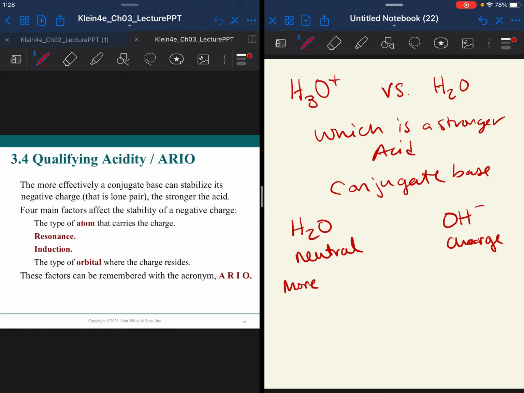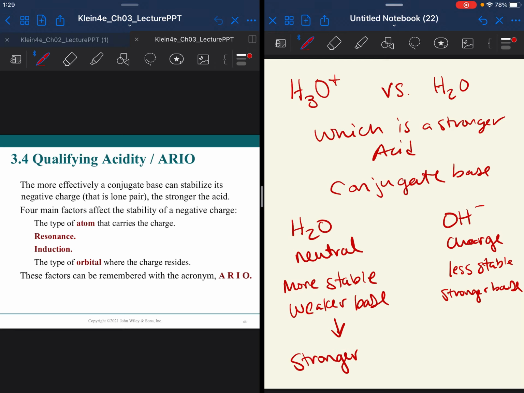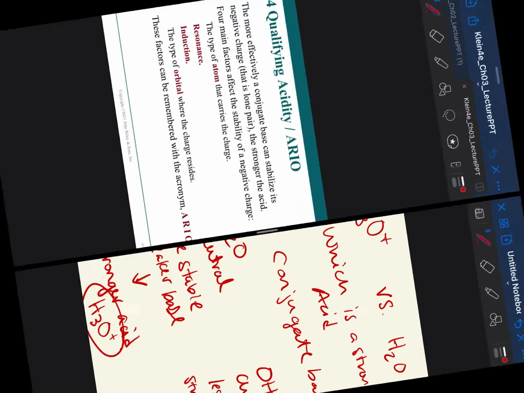Well, this one's more stable, right? It's neutral. This is your weaker base. Water is a weaker base than the hydroxide ion. This is going to be less stable, right? It has a charge. It's going to be wanting to reach out and get that proton back more than neutral water would. So this is the stronger base. Remember, the weaker base came from the stronger acid. So H3O plus is the stronger acid.